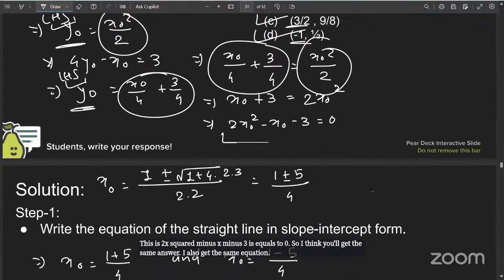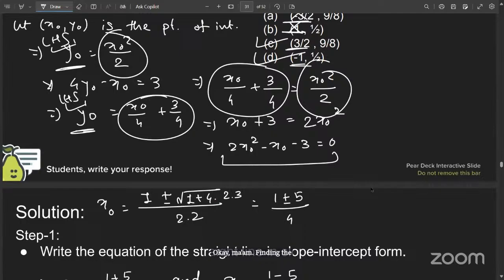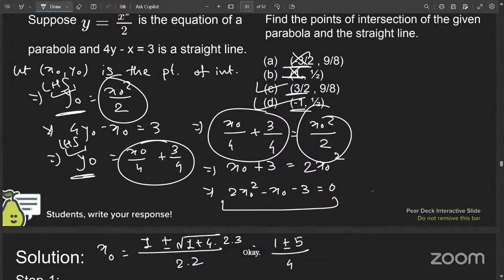Okay, ma'am, while finding the 2x naught square minus x naught equation, I did some mistake. Okay, ma'am. Okay, fine. Is that fine? Any doubt? No, ma'am.